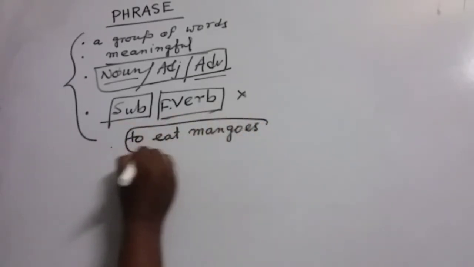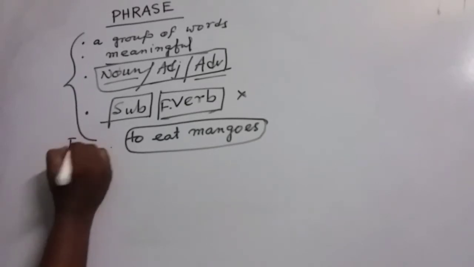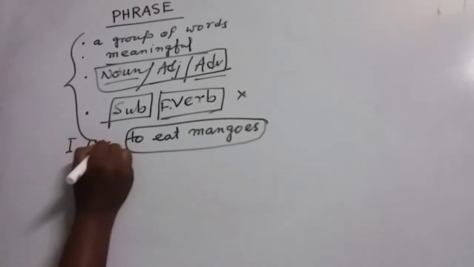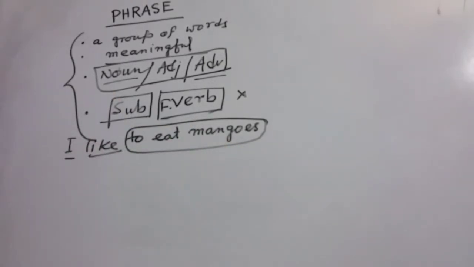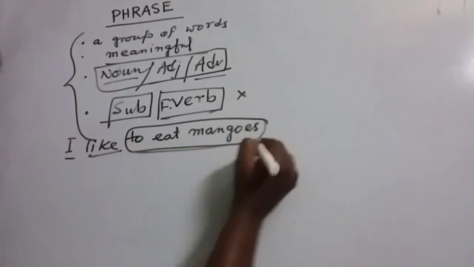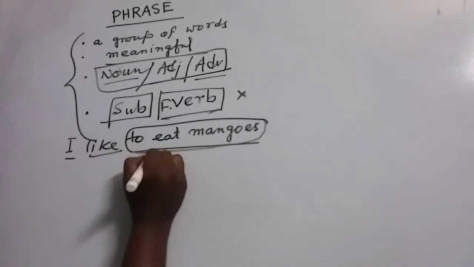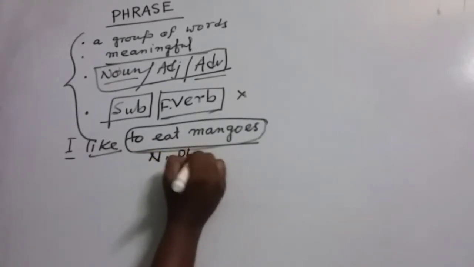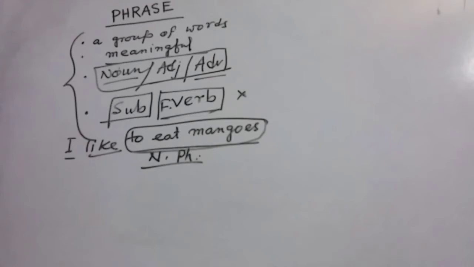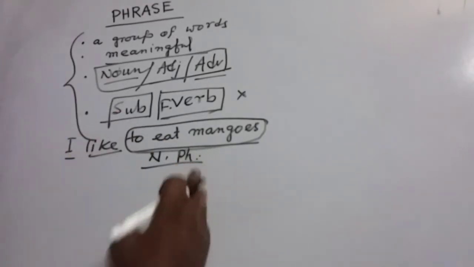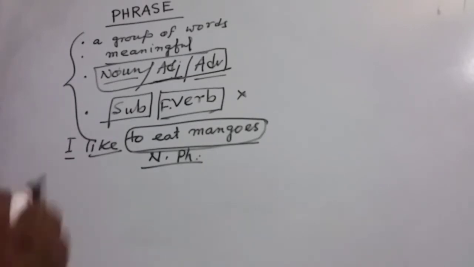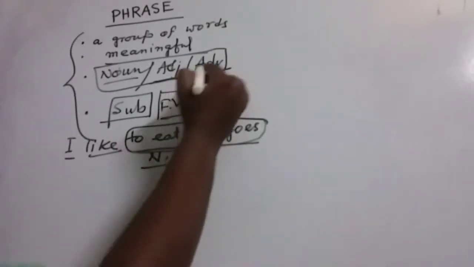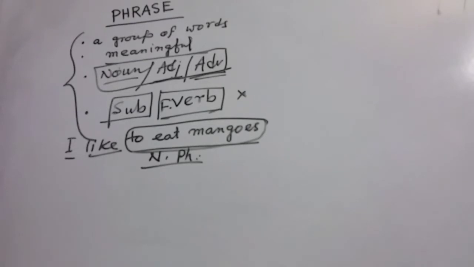The entire term, the sentence was "I like to eat mangoes." So this was the group of words, and as it was acting like a noun, it will be called a noun phrase. If this group of words acts like an adjective, that will be called an adjective phrase. If this group of words acts like an adverb, that will be called an adverbial phrase or adverb phrase.